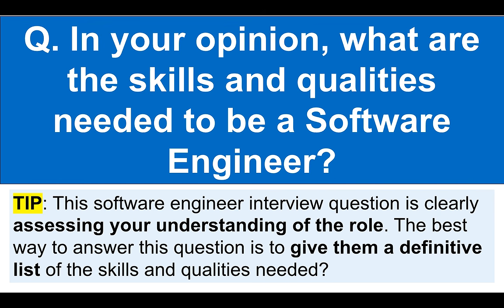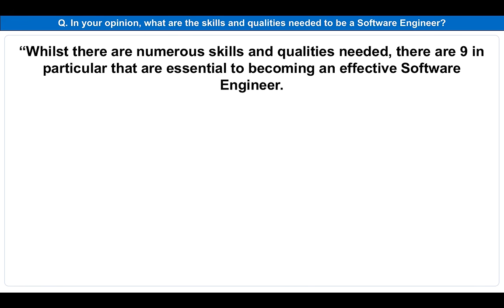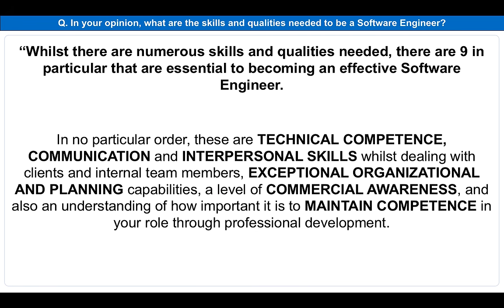In your opinion, what are the skills and qualities needed to be a software engineer? And there is a clever way of answering this. Here we go. Whilst there are numerous skills and qualities needed, there are 9 in particular that are essential to becoming an effective software engineer.